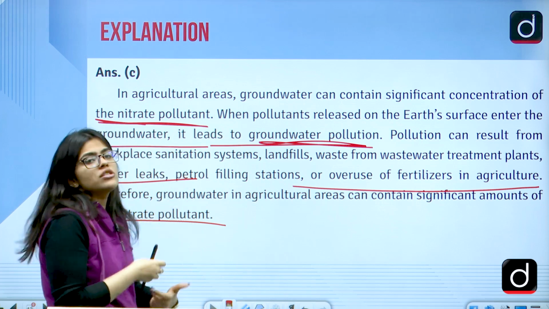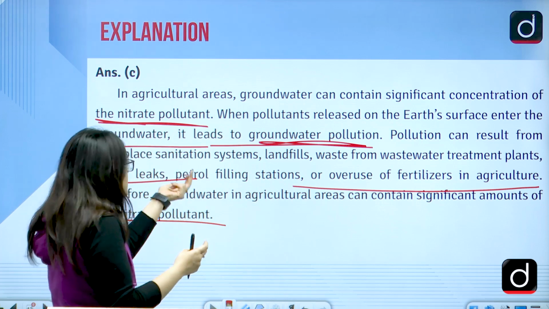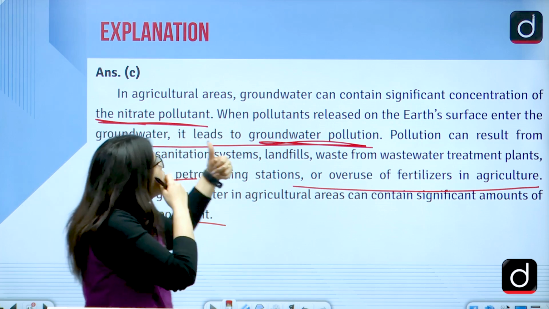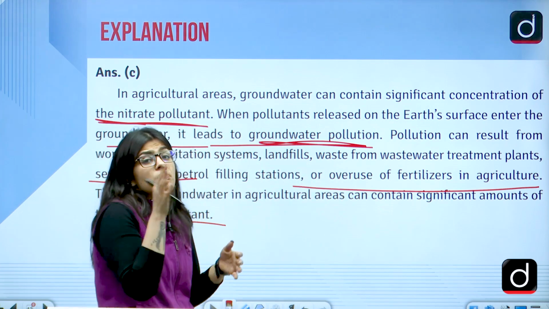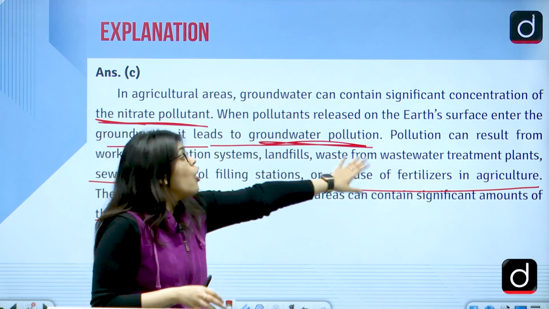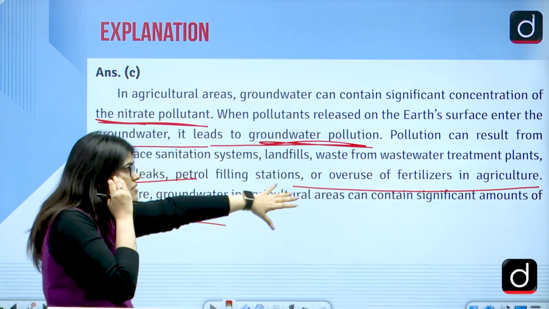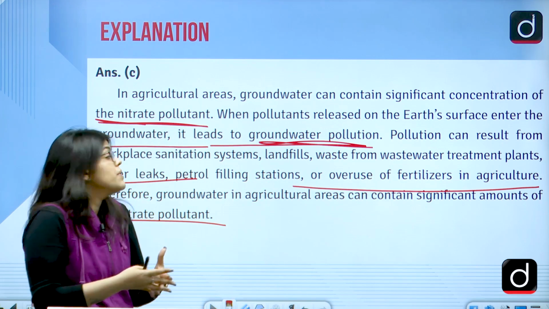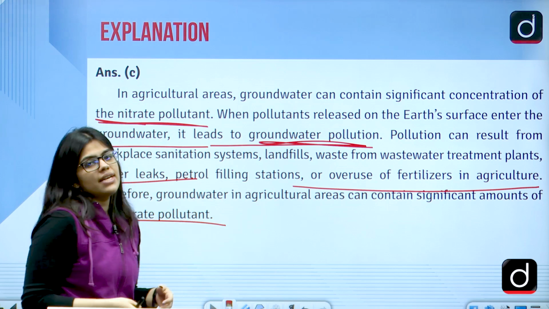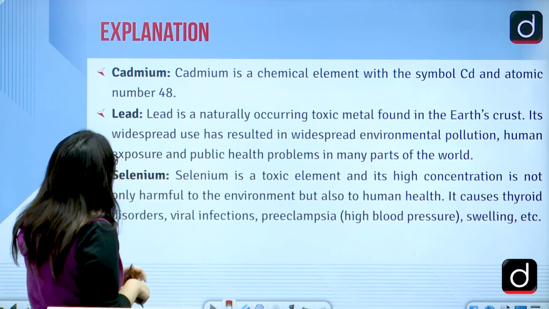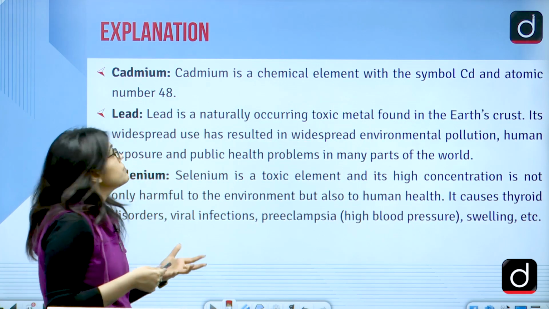It can be because of the sanitation systems. We use this in the workplaces. It can also be because of the landfills. It can be because of the poor sewage system or breakages in the sewage system, or the water waste treatment plants are not working properly, petrol filling stations, or the overuse of the fertilizers, as I told you, right? So then how is cadmium being used?